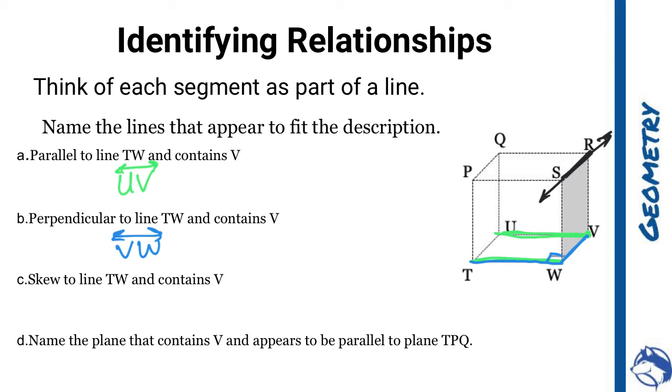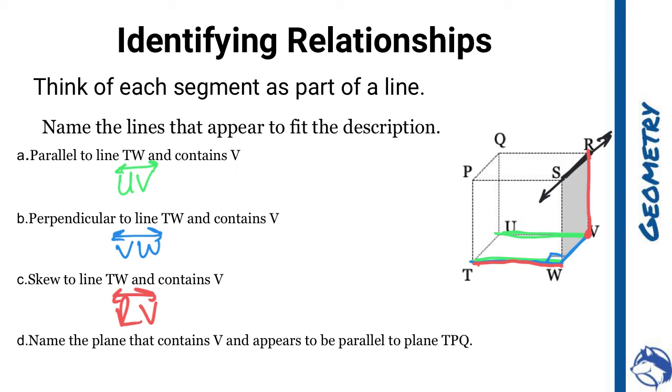Skew to line TW and contains V. If I'm looking for something that's skew, it means that they never touch. So it has to contain V and it has to be skew to TW. Well, I'm just going to do RV. I know that those will never touch.